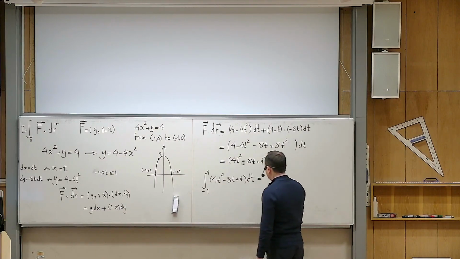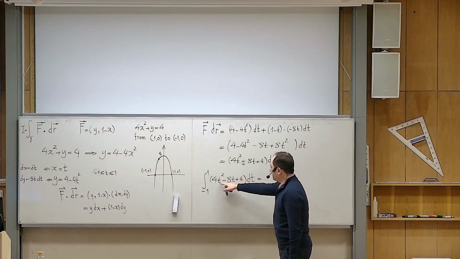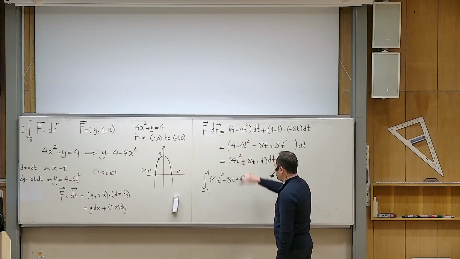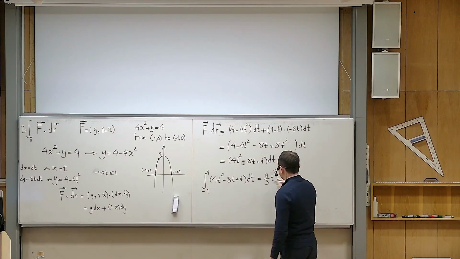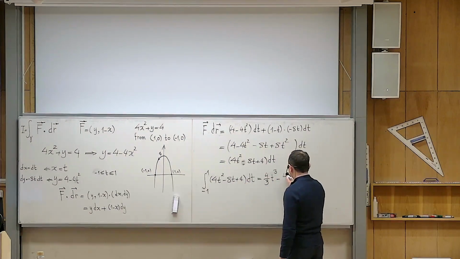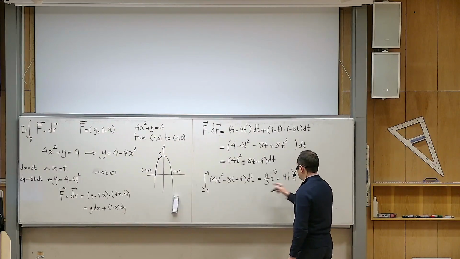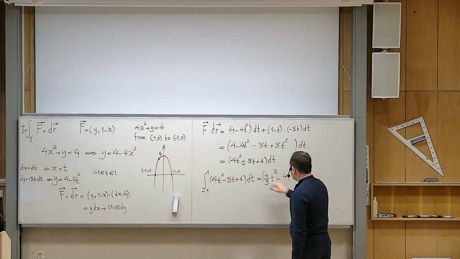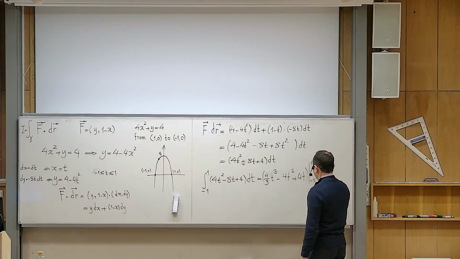So if I want to calculate that, the primitive function for this is t to the 3 divided by 3, so it is 4 over 3 t to the 3. And then here I have t to the 2 divided by 2, so it is 4t squared. And a primitive function for 4 is just 4t. So I have to run everything from minus 1 to 1.